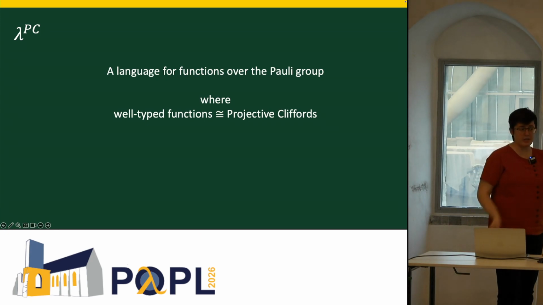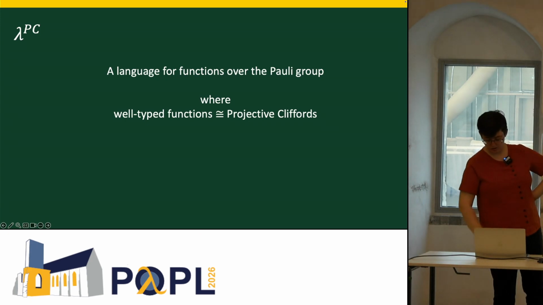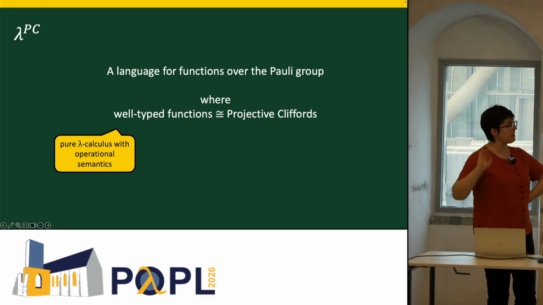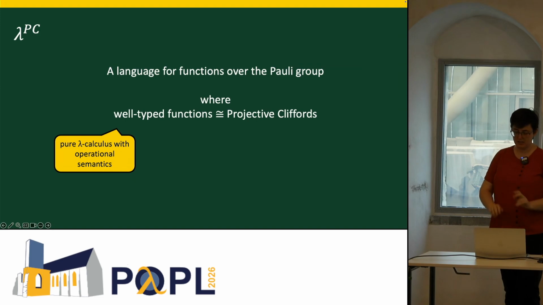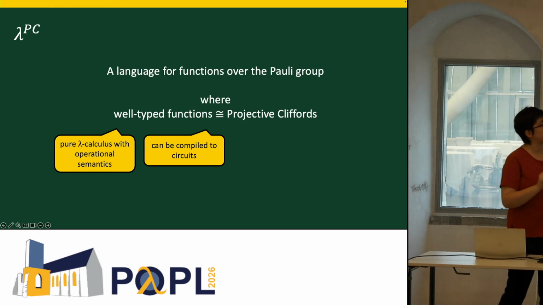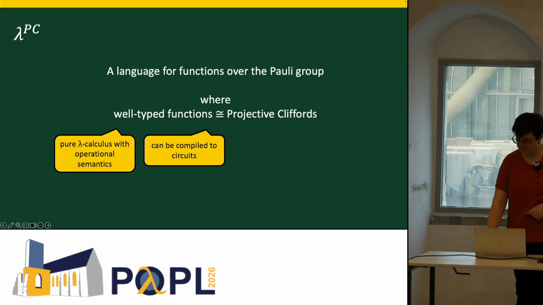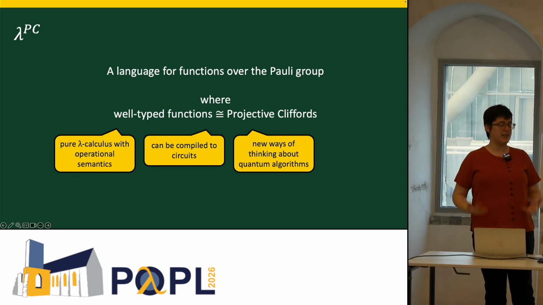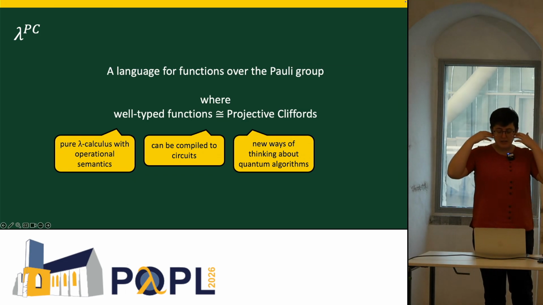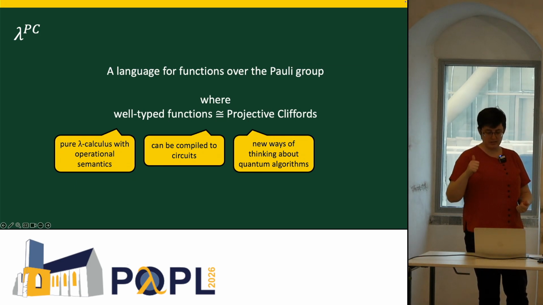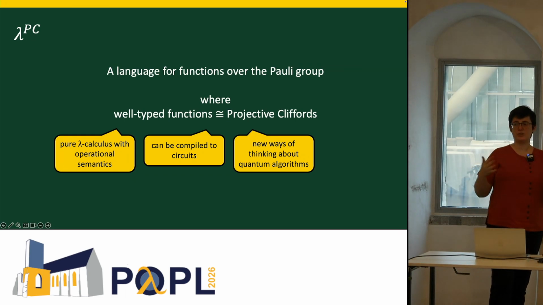Okay. I would like some properties to hold of this language. I'd like this to be a pure lambda calculus with a well-defined operational semantics. I would like these well-typed functions to still be able to be compiled to circuits. I'd like to be able to run them. And I would ideally like this language to enable new ways of thinking about quantum algorithms. So by changing our perspective and how we program these systems, we will hopefully be able to build new kinds of algorithms, or at least think about algorithms in a different way.